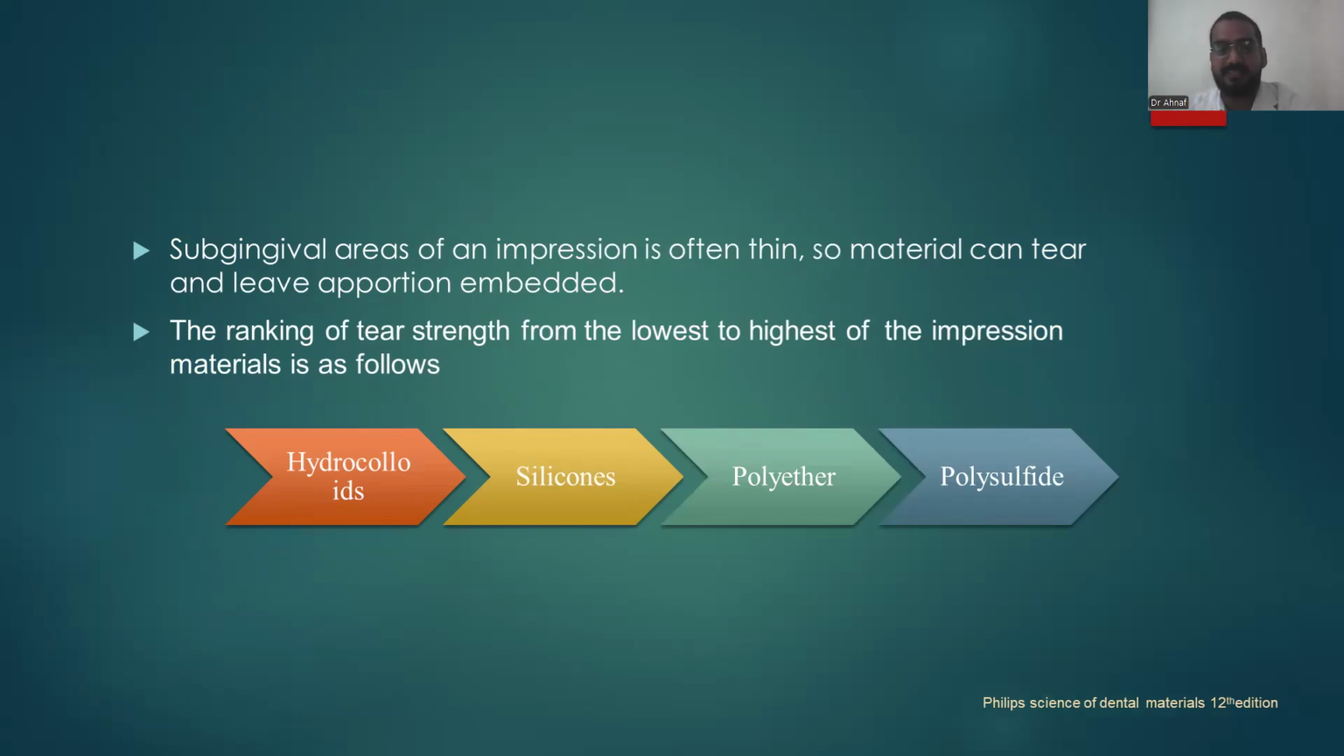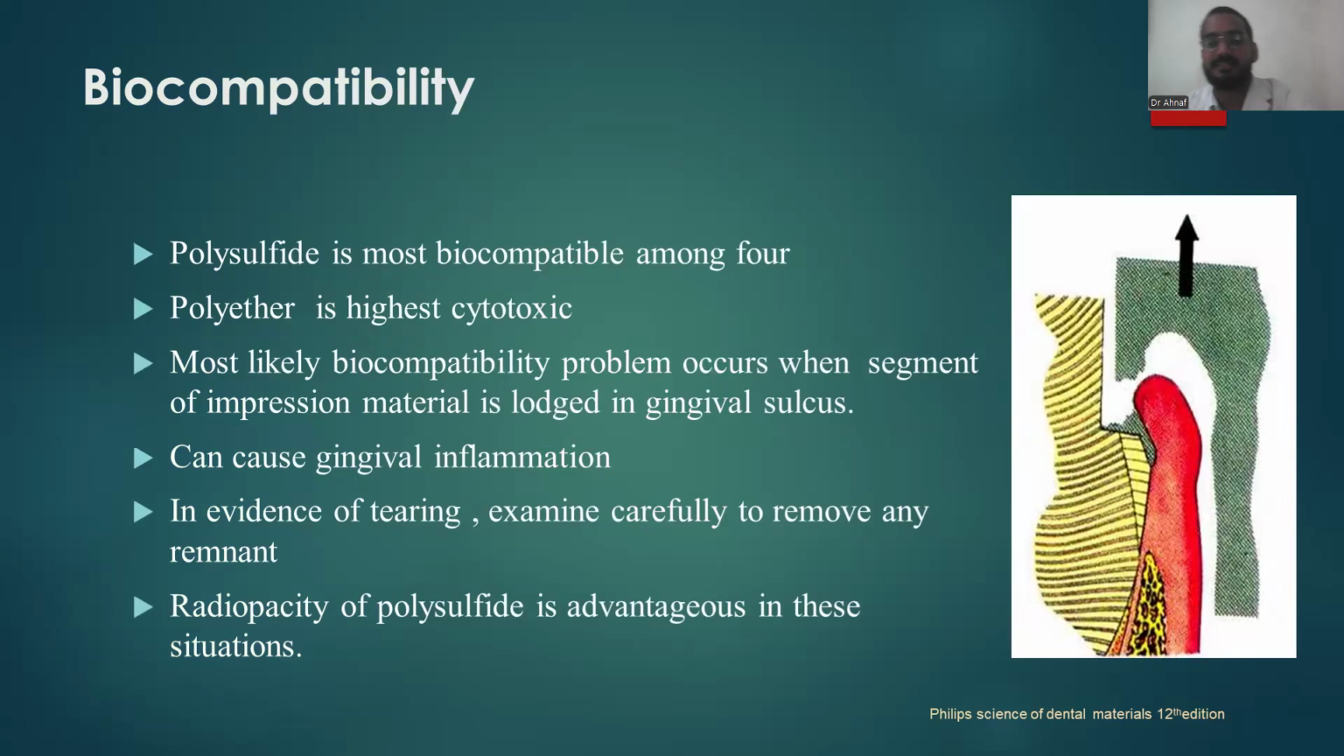The ranking of tear strength is given from lowest to highest. Hydrocolloids have the lowest tear strength. Silicones, then polyether and polysulfide have high tear strength. Let's move to biocompatibility. Among the four, polysulfide is the most biocompatible, and polyether is the most cytotoxic. This biocompatibility problem most likely occurs when a segment of impression material is lodged in the gingival sulcus.